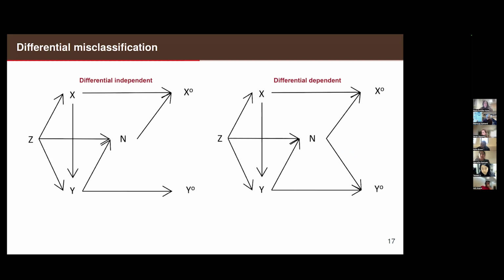In a second, more complicated setting, if we think that capture of XO and YO, if we think that X or Y drive N, so if we think that the underlying exposure or outcome influence the magnitude of utilization, then we have either differential independent misclassification on the left or differential dependent misclassification on the right. So this is problematic because under either of these mechanisms, we now have bias that could be conservative or anti-conservative. We don't know.